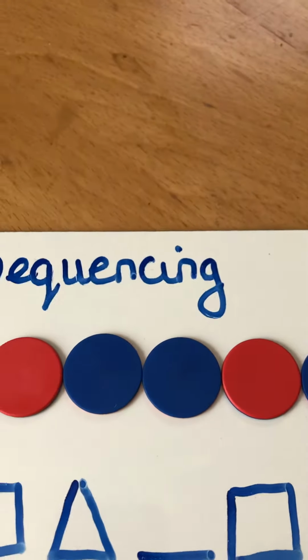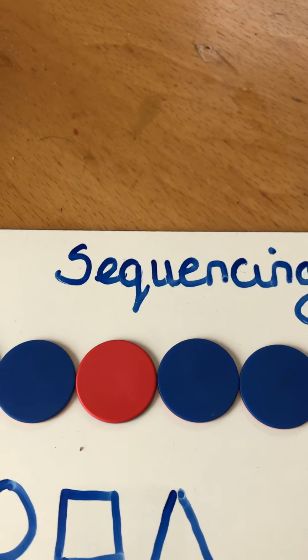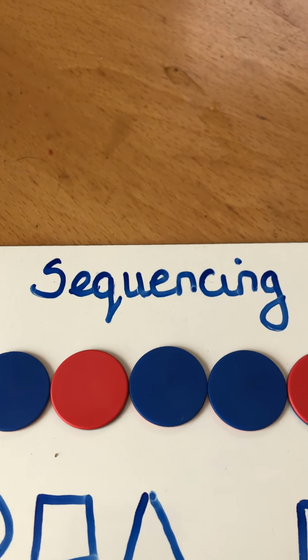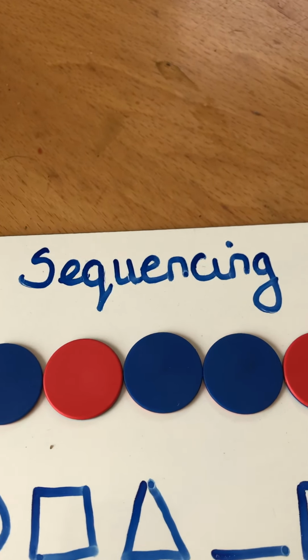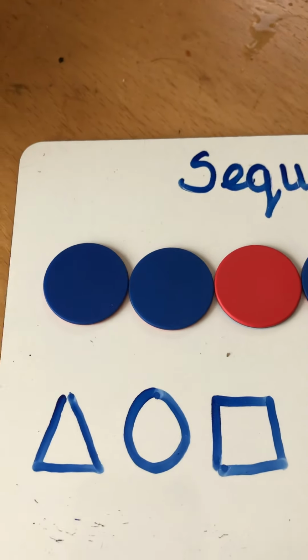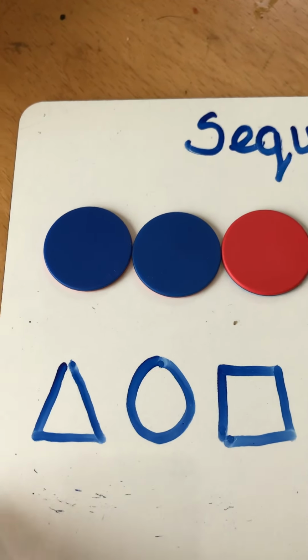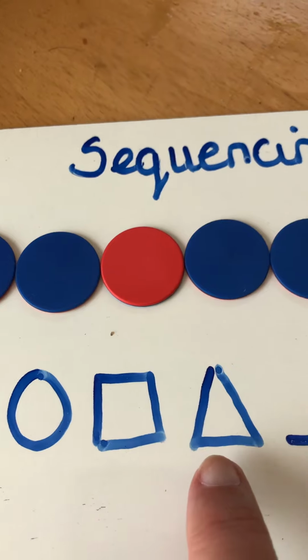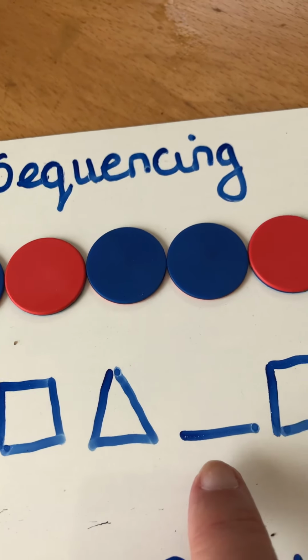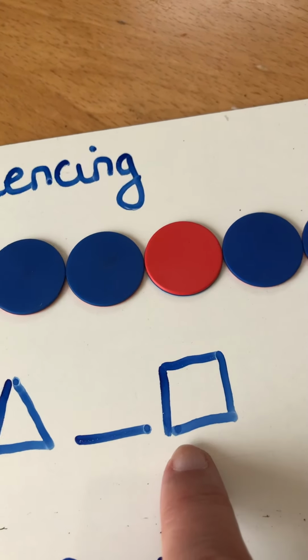A sequence is a pattern that keeps going on in the same way. And we need to look at what's there to figure out what is next in the sequence. So let's have a look at this one with shapes. Here we have a triangle, a circle, a square. A triangle, something, a square.